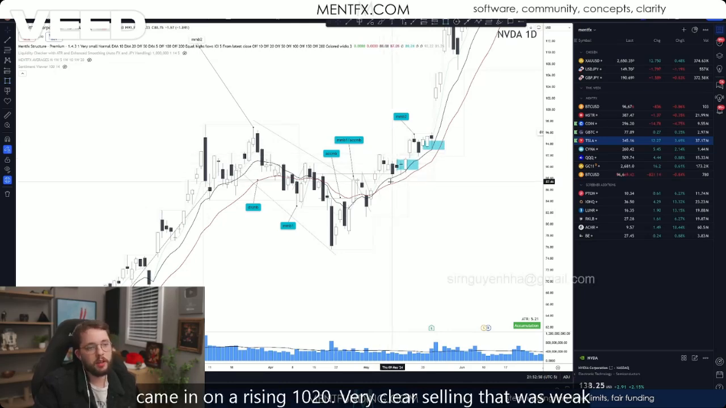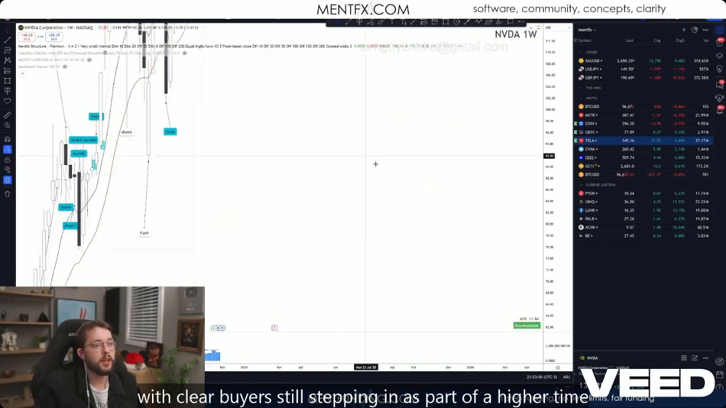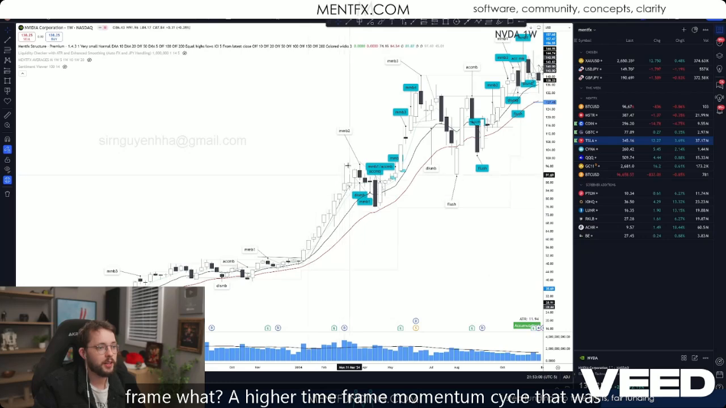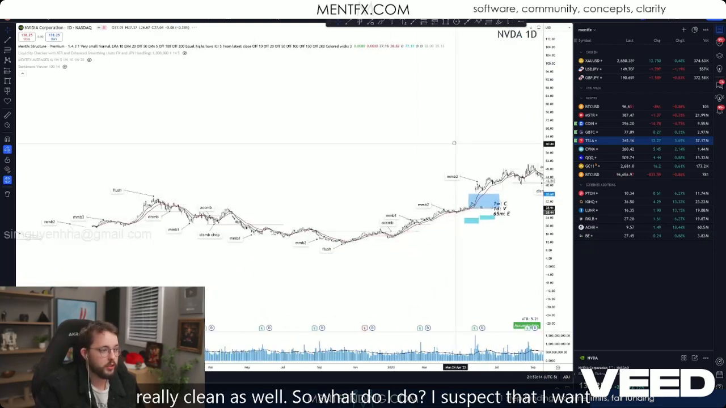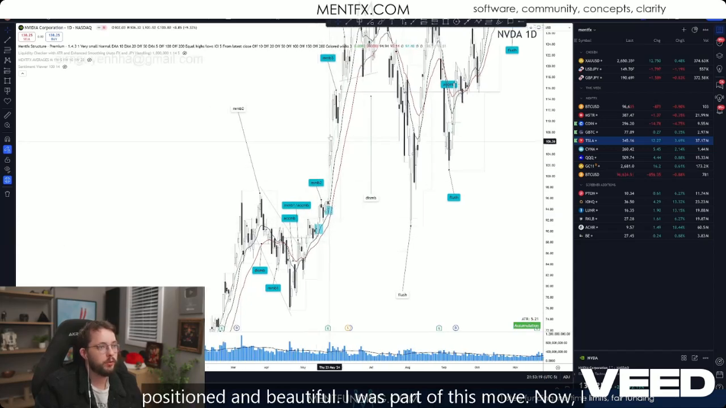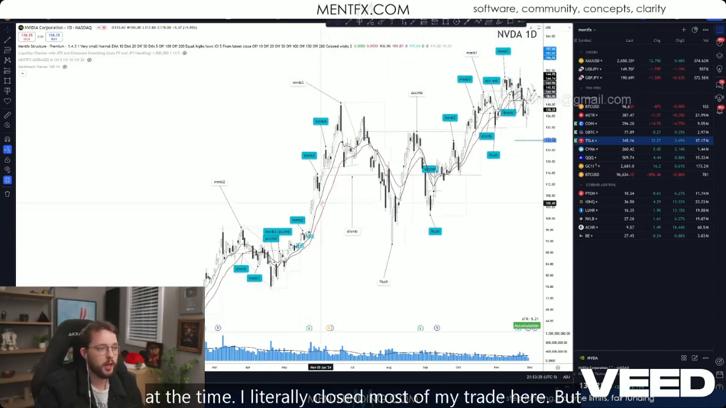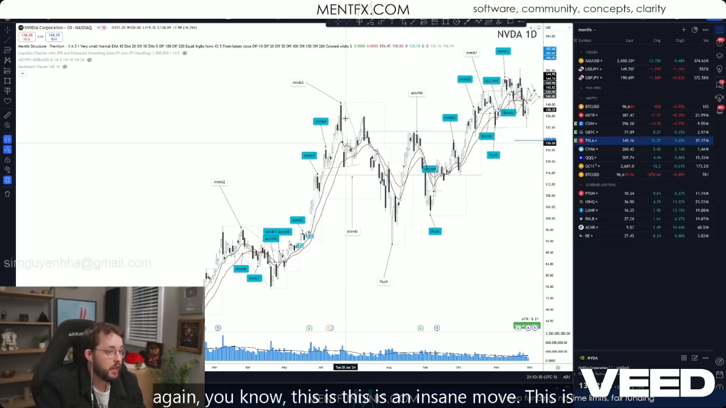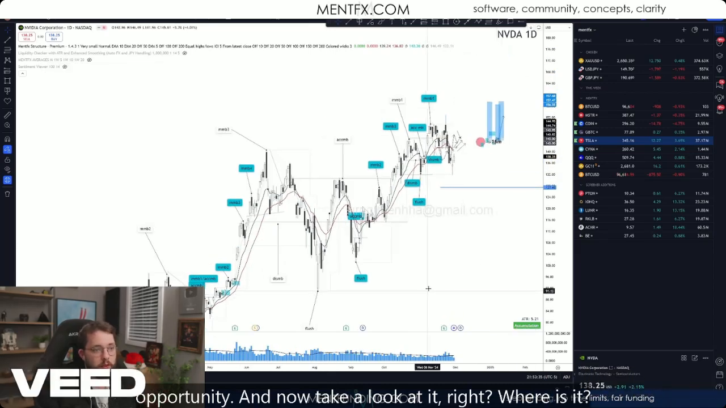Same thing. Selling came in on a rising 1020. Very clear selling that was weak, with clear buyers still stepping in as part of a higher time frame momentum cycle that was really clean as well. So I suspect that I want to be able to trade this, and on a lower time frame I get positioned, and beautiful. I was part of this move. Now, I wasn't part of it all the way because I had poor management at the time. I literally closed most of my trade here. But again, this is an insane move. This is crazy opportunity.